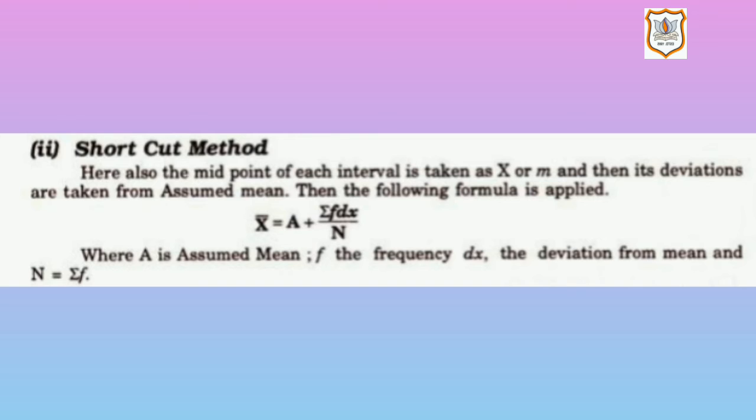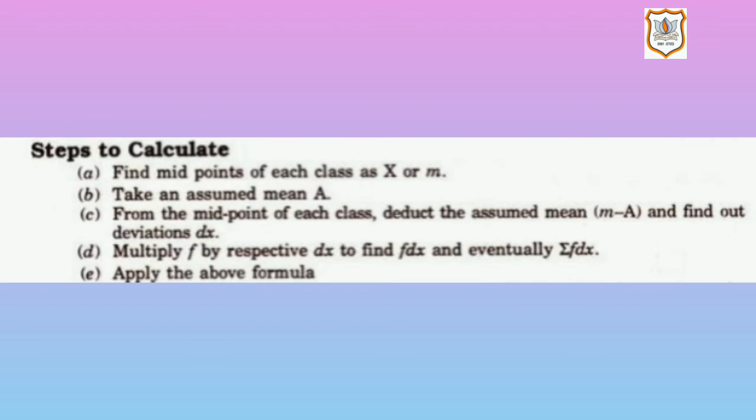Let's read it. Here also the midpoint of each interval is taken as x or m, and then its deviations are taken from assumed mean, and then the following formula is applied. Mean is equal to a plus sigma f dx upon n, or you can also say a plus sigma fd upon n, where a is assumed mean, f is frequency, d is deviation from mean, and n is equal to sigma f.